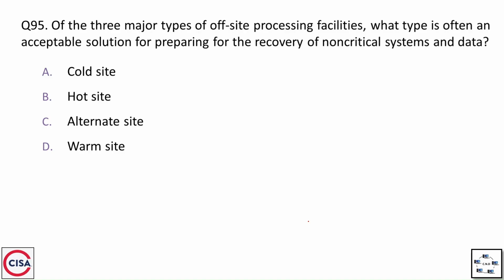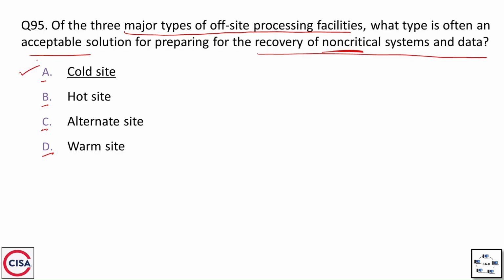Question number 95. Of the three major types of off-site processing facility, what type is often an acceptable solution for preparing for the recovery of non-critical systems and data? So the keyword here is non-critical system and data. And the options are option A, cold site, option B, hard site, option C, alternate site, and option D, warm site. And the correct option is again option A, cold site.